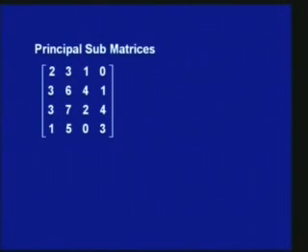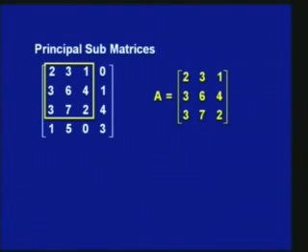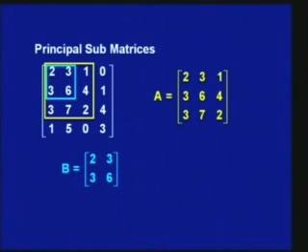A principal submatrix is also a submatrix, but the diagonals are maintained. Like if I have this square matrix, then this is a principal submatrix because the diagonal elements of this matrix and this matrix are retained. In this case, the diagonal elements 2, 6 and 2 are retained. So this submatrix is this matrix and it is a principal submatrix.